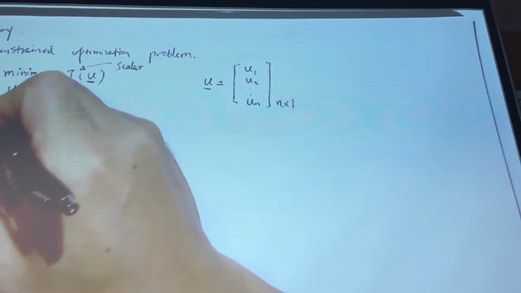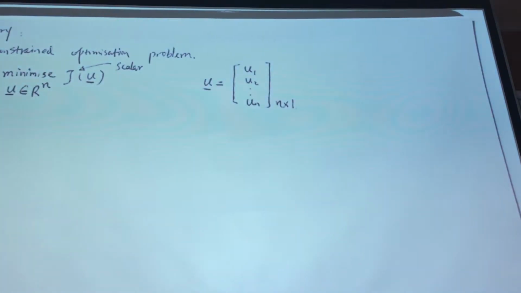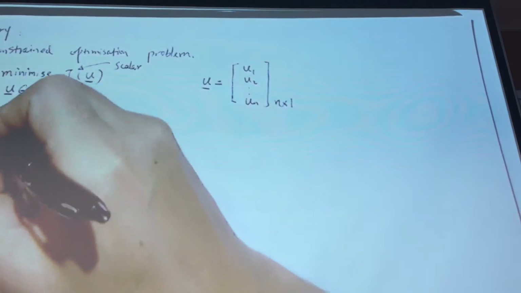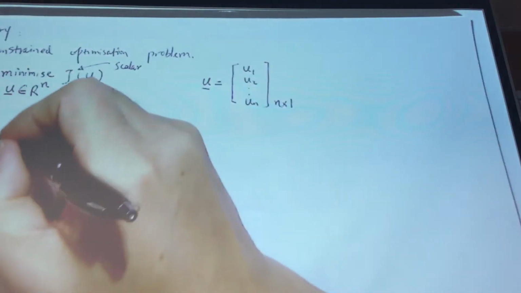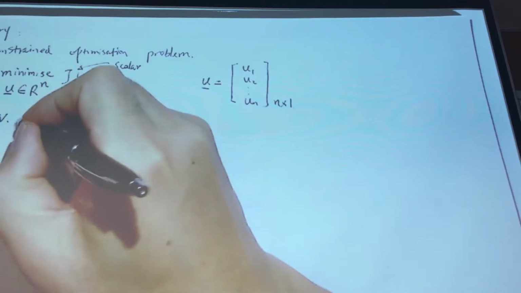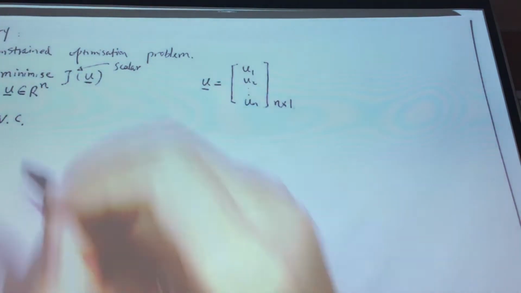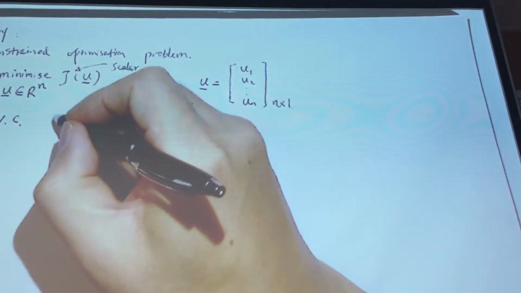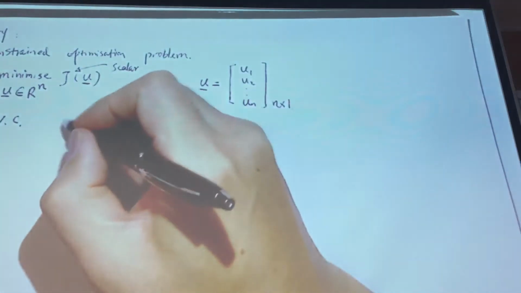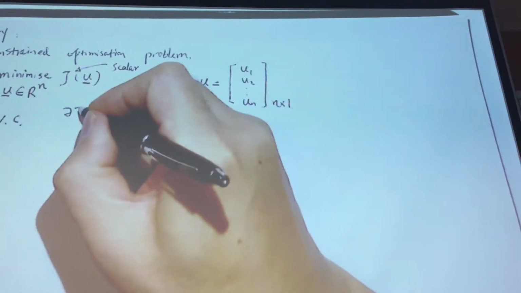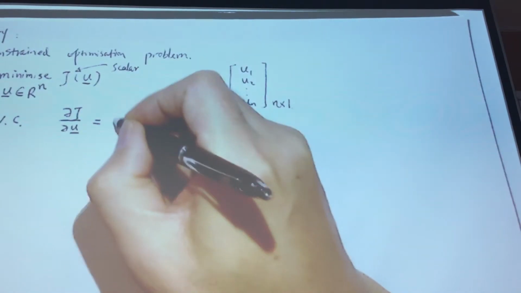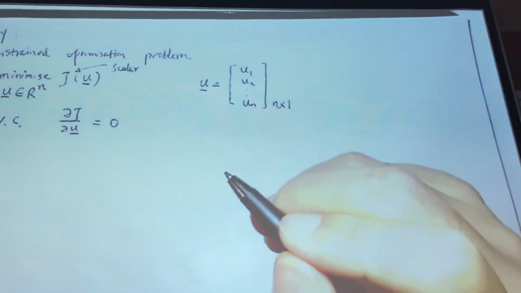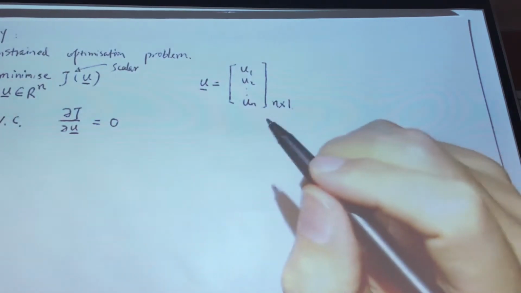The solution to the problem is we can evaluate two sets of conditions. The first condition is the necessary condition. The necessary condition is to evaluate the gradient to be 0. Evaluate the gradient to be 0.